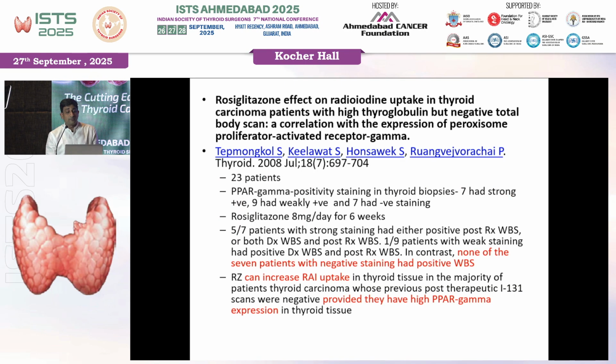One paper was published by Tampunogol et al., the rosiglitazone effect on radioiodine uptake in thyroid cancer patients with high thyroglobulin but negative whole body scan. They included 23 patients, in whom PPAR gamma staining was done on thyroid biopsy. 7 had strong positive, 9 had weakly positive, and 7 had negative staining. Among the strong positive cases, 5 patients had a positive post-treatment whole body scan, both diagnostic and post-treatment, after the rosiglitazone therapy. Rosiglitazone therapy can increase radioiodine uptake in most of the patients.